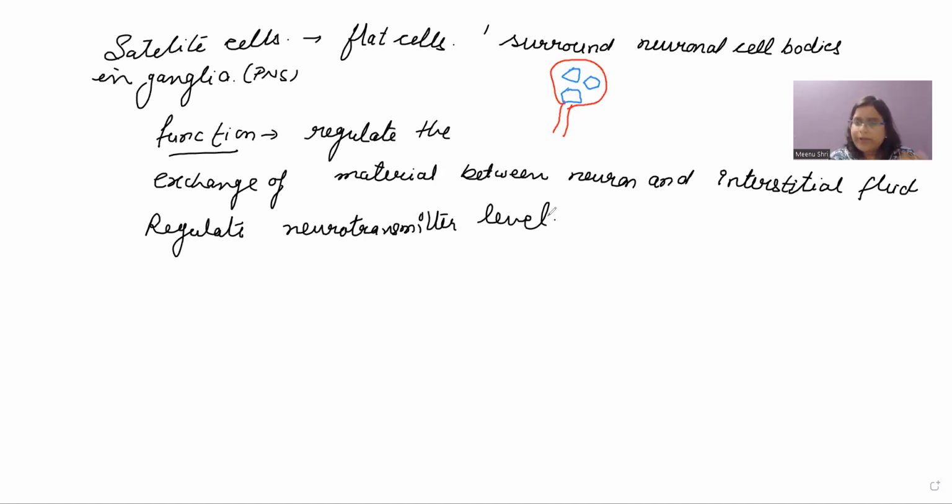The glial cells are the non-neuronal cells. They are 30 to 40 times more in number as compared to the neuronal cells, and they are smaller in size. According to the site, they are present either in the central nervous system or in the peripheral nervous system. In the central nervous system, there are four types of glial cells: astrocytes, oligodendrocytes, microglial cells, and the ependymal cells. And in the peripheral nervous system, there are two types of glial cells: satellite cells and the Schwann cells.